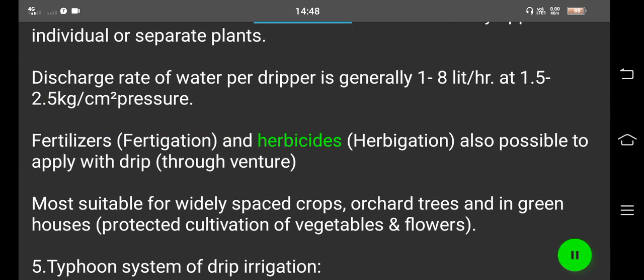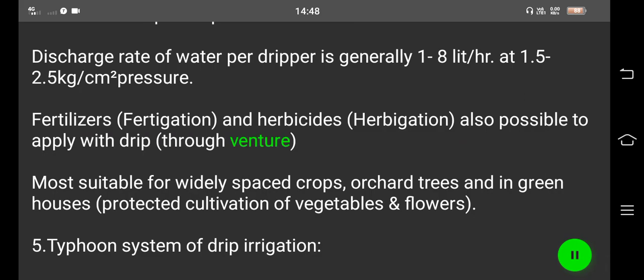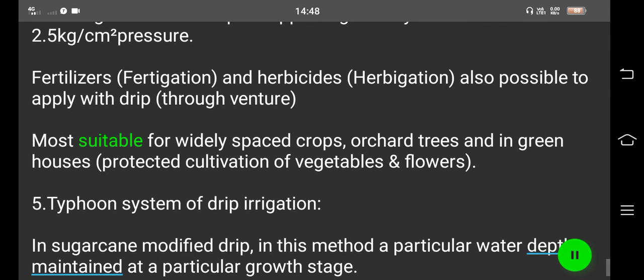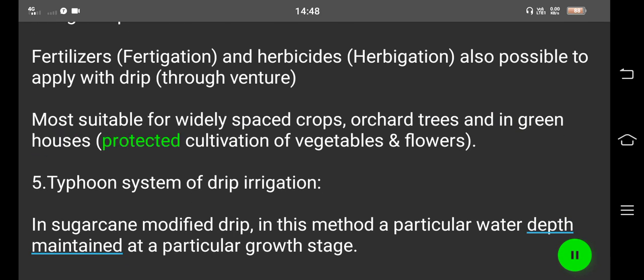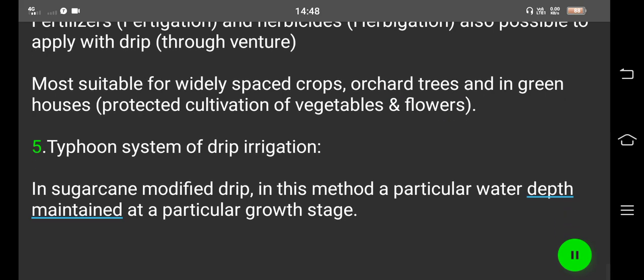Fertilizer, fertigation, and herbicides, herbigation, are also possible to apply with drip through venturi. Most suitable for widely spaced crops, orchard trees, and in greenhouses, protected cultivation of vegetables and flowers. 5. Typhoon system of drip irrigation. In sugarcane, modified drip, in this method a particular water depth is maintained at a particular growth stage.